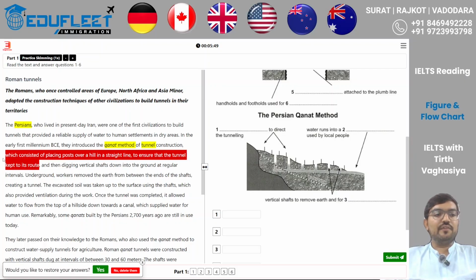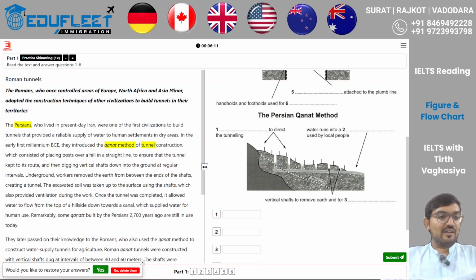Now, if I understand this line, it means that first of all, posts are placed on a hill in a straight line. Why? To ensure that the tunnel keeps on its route. So this is the route, that means direct the tunneling. So what is used? What has been placed? Posts have been placed. Where? On the hill. So these are multiple, plural terms, so it is posts, because there are two arrows. Whenever you get more than one arrow, that means the focus is on a plural term. The second, water runs into something.